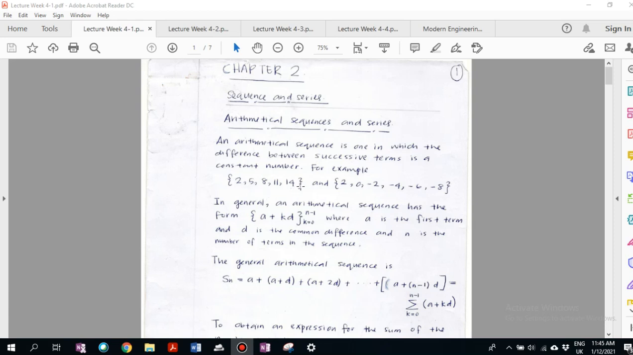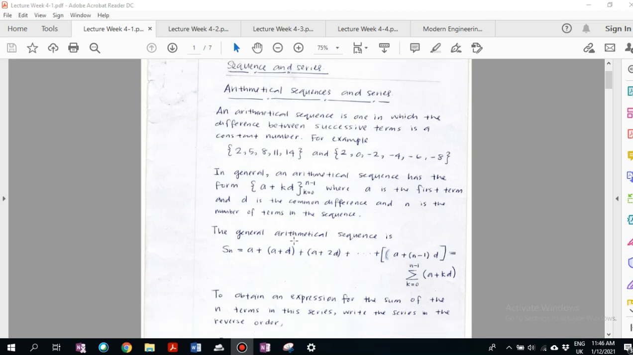Another arithmetic sequence, for example, is 2, 0, negative 2, negative 4, negative 6, negative 8. So it's going towards the negative value with a sequence of arithmetic. In general, the sequence has this form of a plus kd, where k is a constant starting from 0, and n minus 1 is the last index of the sequence, where a is the first term, d is the common difference, and n is the number of terms in the sequence.